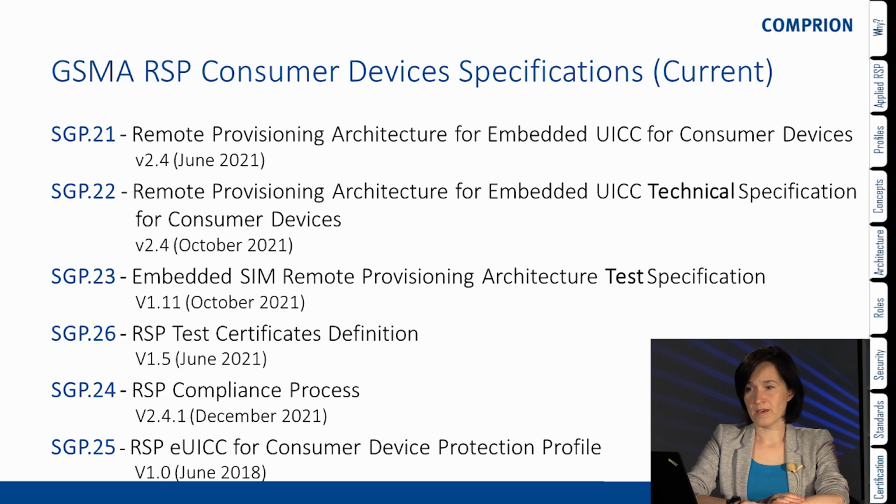Okay, let's go to the consumer device specifications. Here we have several subversions active. So there is SGP21, remote provisioning architecture for embedded UICC for consumer devices. This specification defines the requirements for the consumer devices ecosystem. The technical specification is the SGP22, remote provisioning architecture for embedded UICC technical specification for consumer devices.